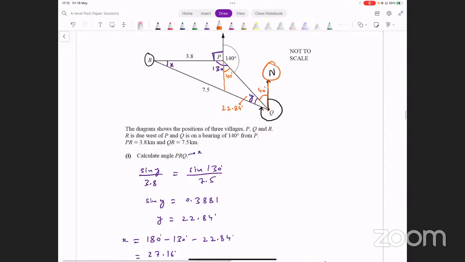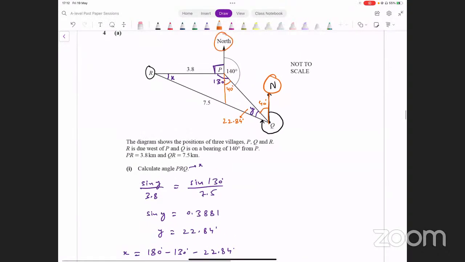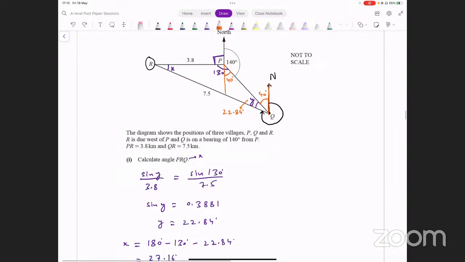ये भी north है, ये भी north है. So we have two parallel lines. These two parallel lines, एक line जा रही है दरम्यान से, उससे alternate angles बनते हैं. ये angle हमारे पास 40 degrees आ गया. So we have this angle now 40. We have this angle 22.84. 360 में से अगर हमें दोनों angle minus कर दें, हमारे पास ये बाहर वाला black वाला angle आ जाएगा, and that is what we're looking for.